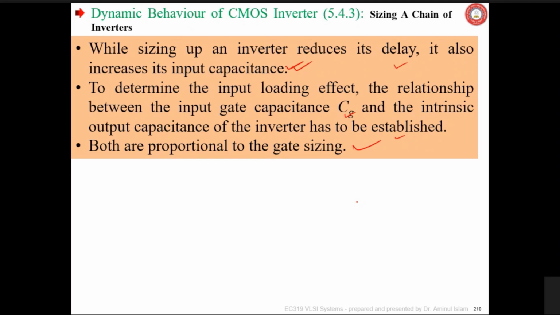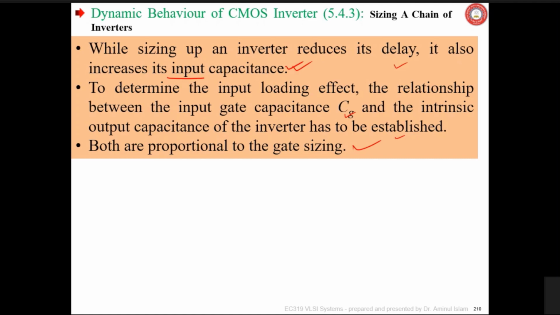Drain diffusion capacitance increases. The other thing is the input capacitance, the gate to drain. It is telling you that you are not designing only one inverter. In a system there are multiple inverters, multiple gates, NAND gates, OR gates, etc. Everywhere you are supposed to reduce the propagation delay.